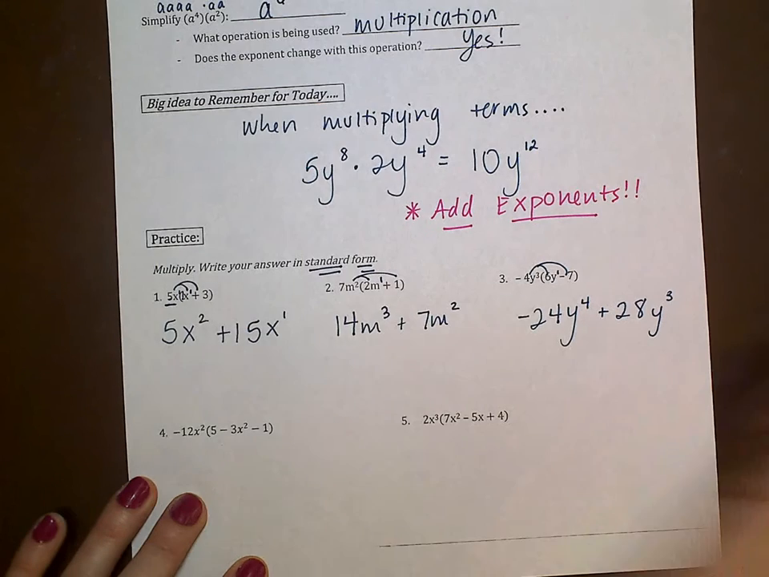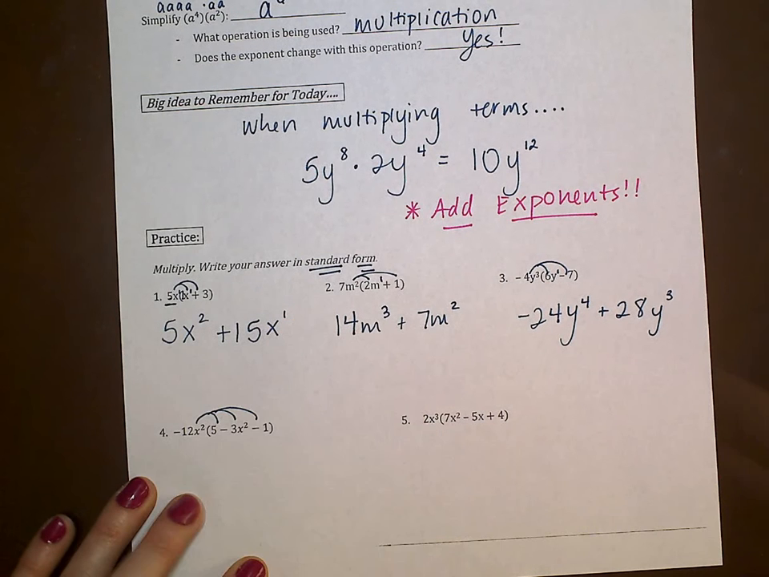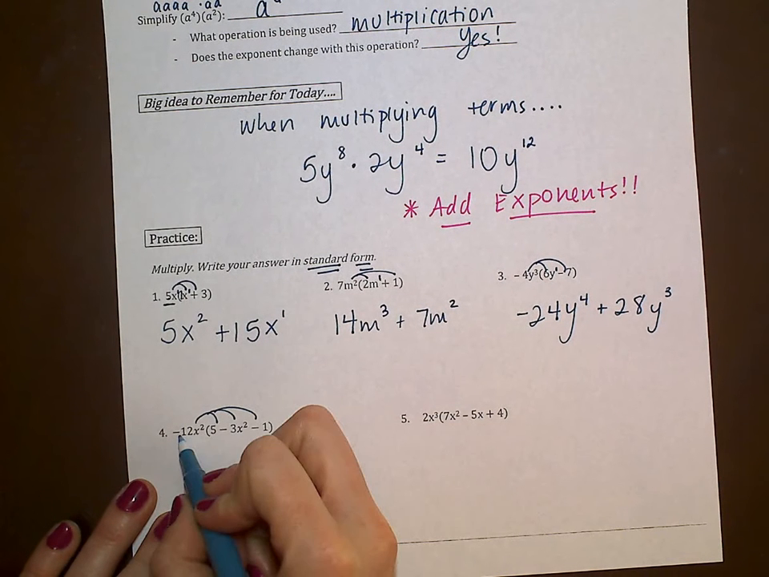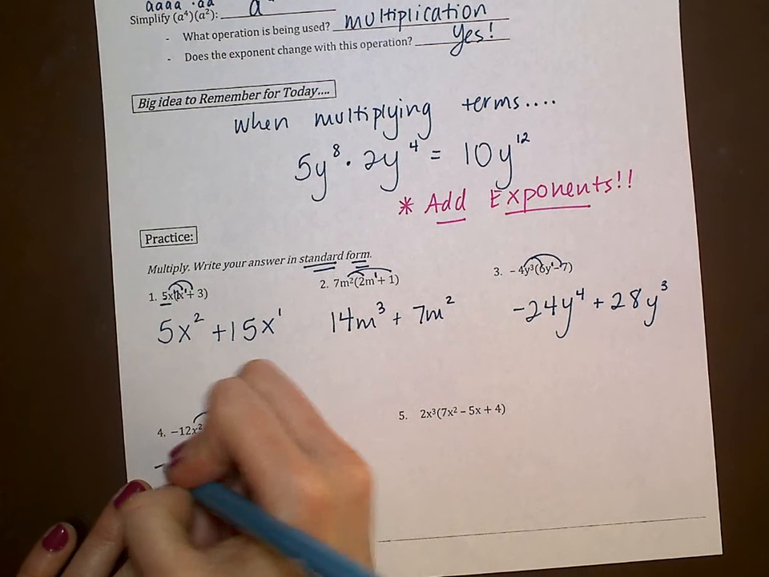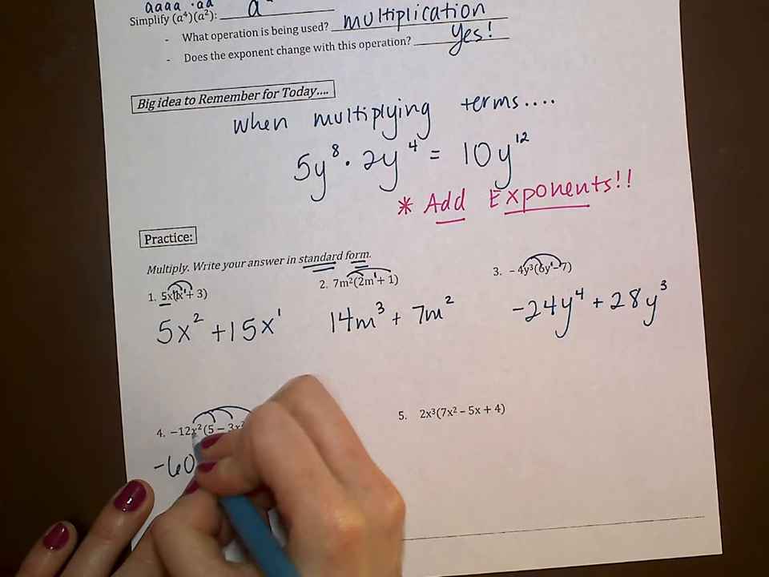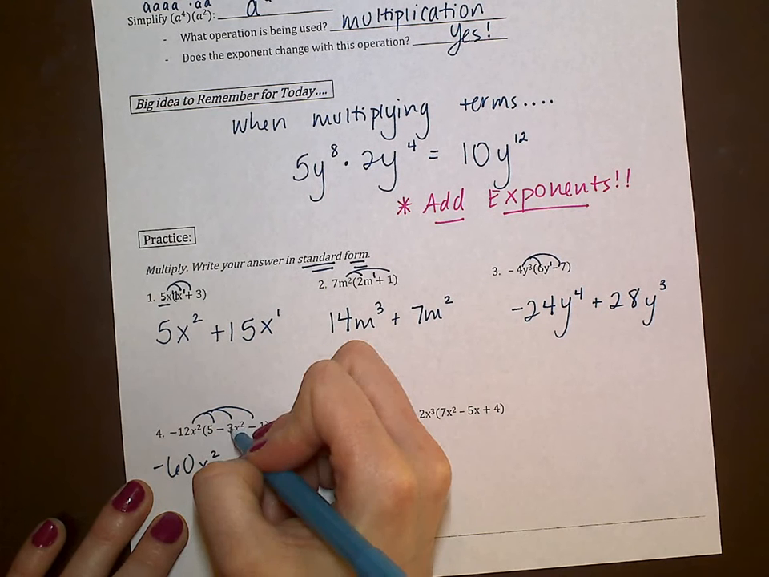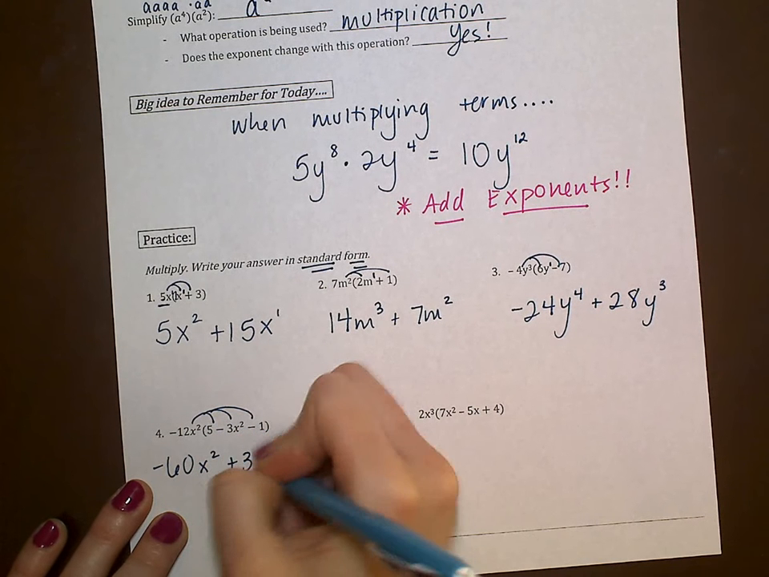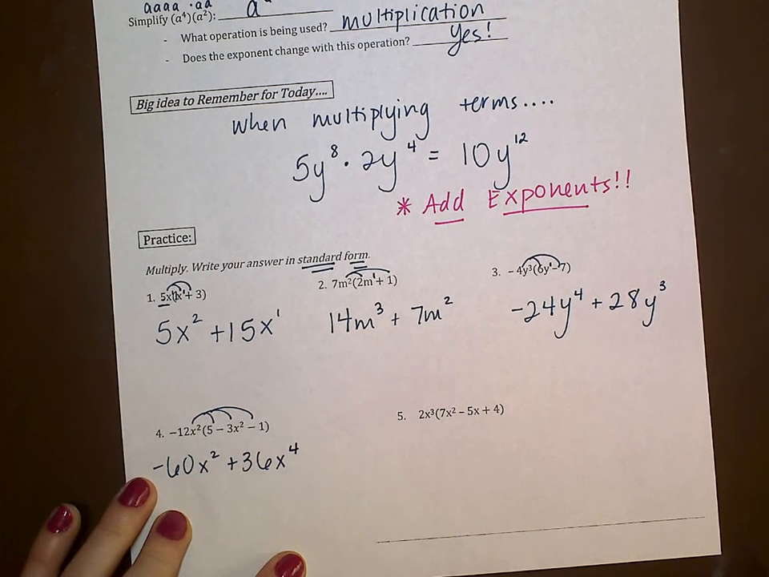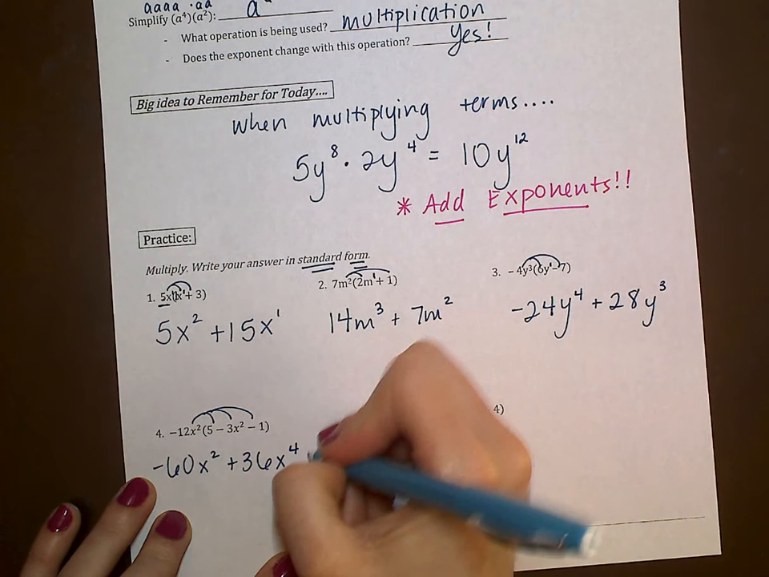All right, two more. So I'm just distributing again. Let's see, that would be negative 12 times 5 is negative 60. There's no x's here, so I just bring the x squared down. Negative 12 times negative 3 is positive 36. That'd be x to the fourth. And then that would be plus 12x squared.